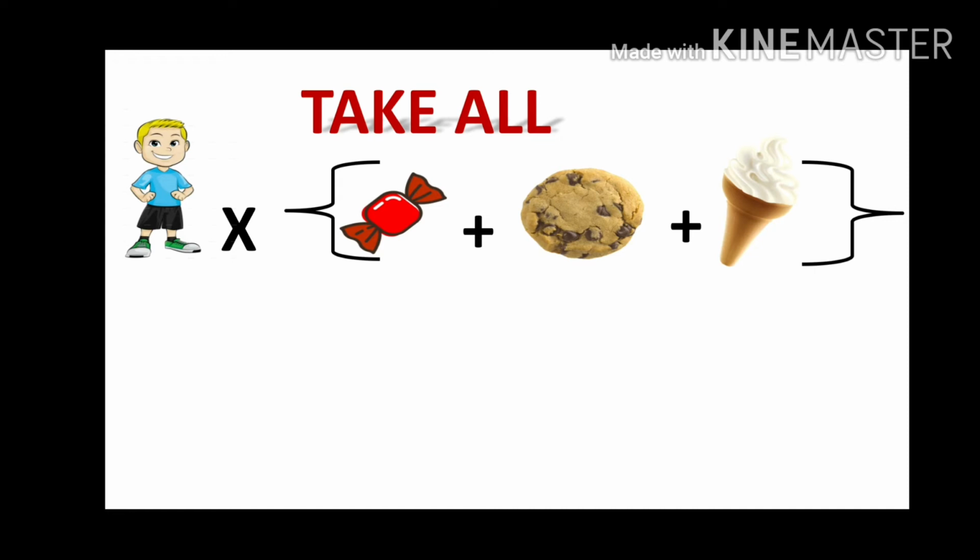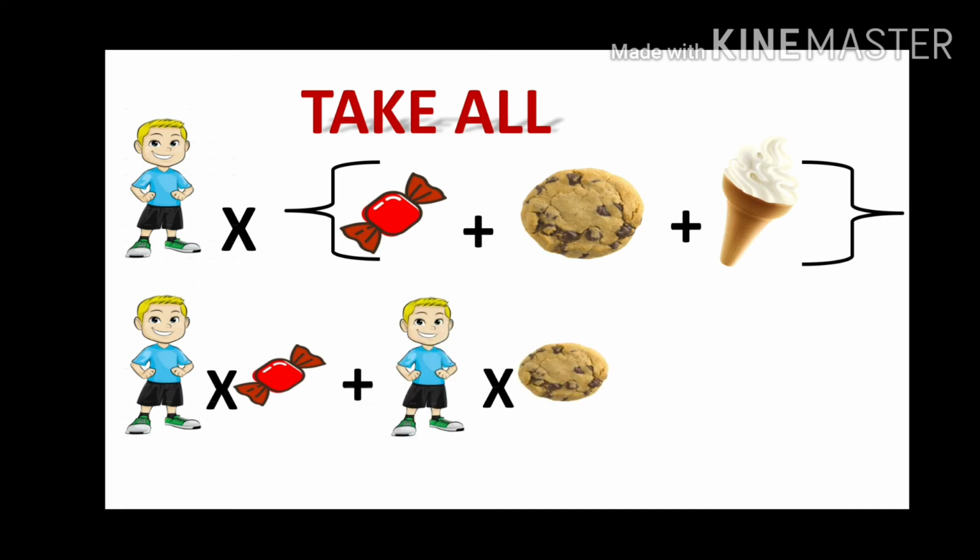To take all, he has to open the bag. That means we have to open the brackets. So, when he opens the bracket, he can eat them. So, he will eat the candy because he likes it. He likes candy, he likes cookies, he also likes ice creams. So, you can see here Johnny eats each and everything inside the brackets.